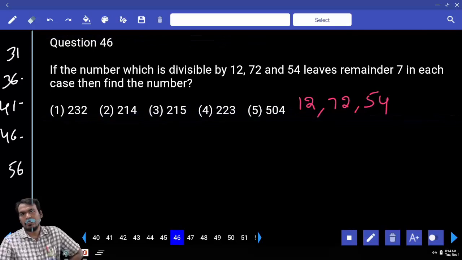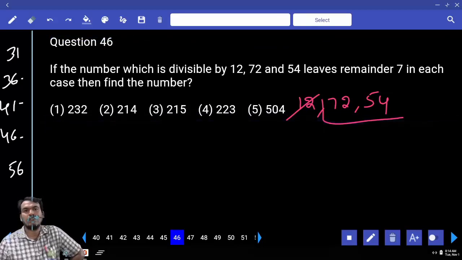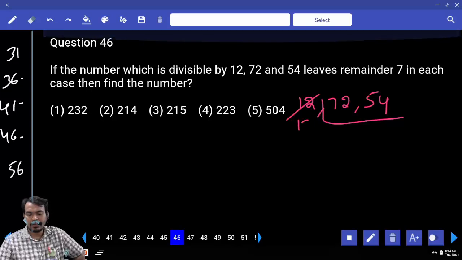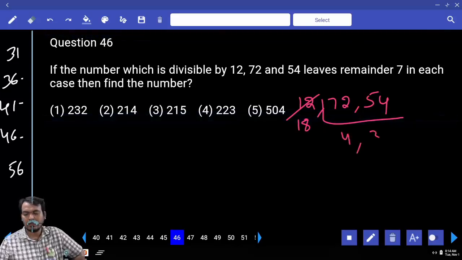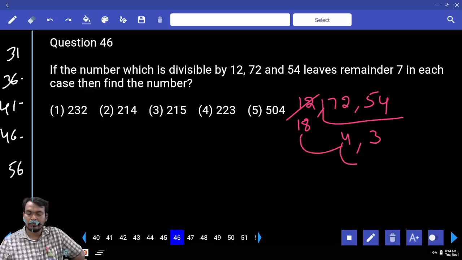Or, for 12, 72, 54, first we verify the LCM of the given numbers. 12 will be removed, because 12 is a factor of 72, or 72 is a multiple of 12. What are the remaining values? 72 and 54. What is the difference between 72 and 54? 18. 18 how many times? 4 times. 18 3 times. Then the LCM value is 18 into 4 into 3. 18 for the 72, into 3 means 216.